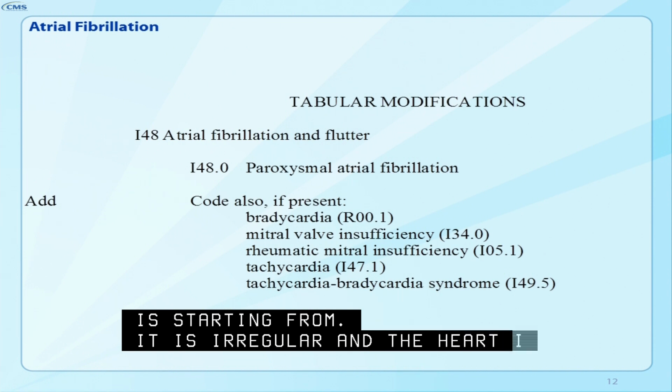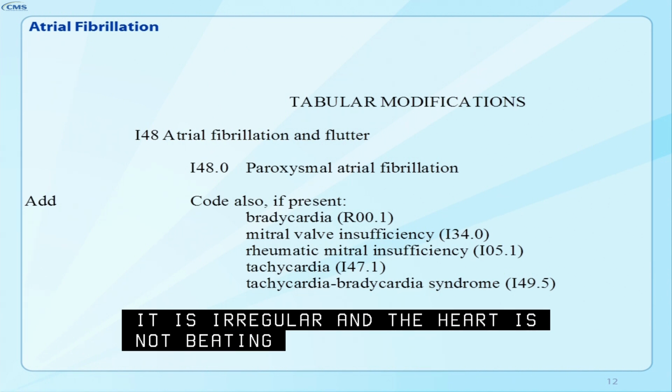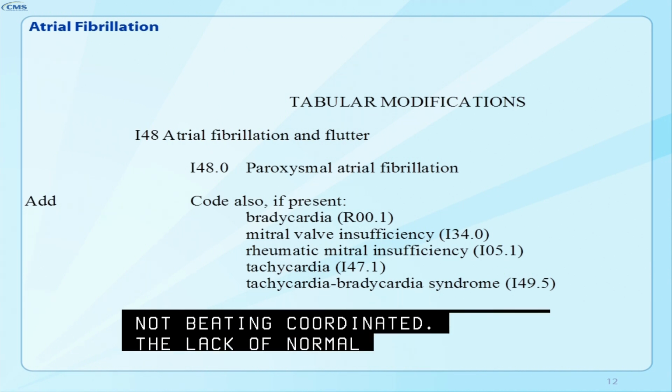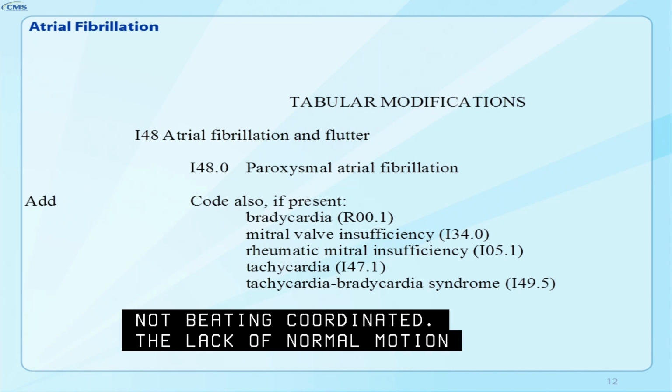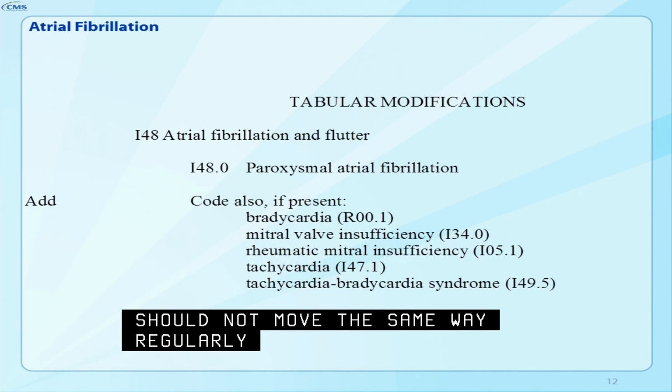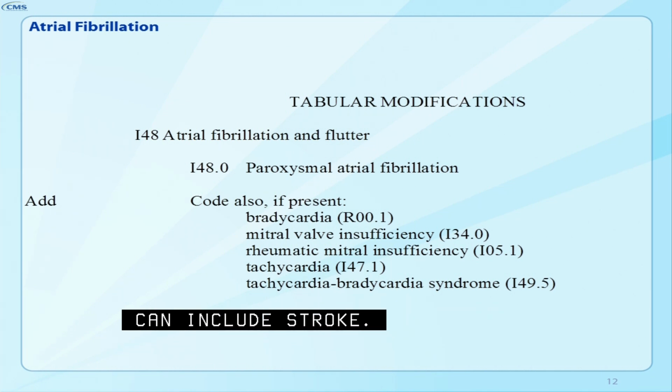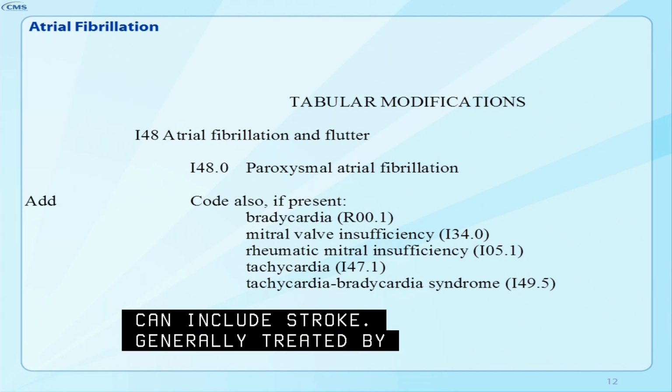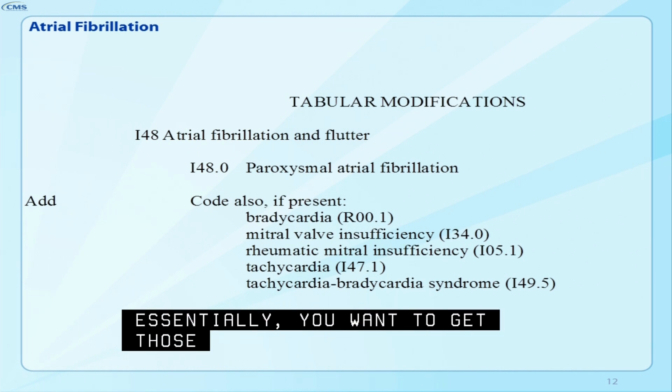Now, that lack of normal motion means the heart wall doesn't move the same way regularly, and that makes a higher risk of blood clots forming in the heart with a subsequent higher risk of thromboembolism, and that can include thromboembolic stroke. Atrial fibrillation is generally treated by electrical or pharmacological cardioversion. So essentially you want to get them converted back to a normal sinus rhythm. And usually you can do that either with an electric shock or with certain medications.